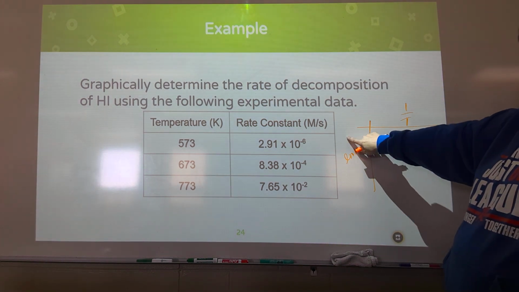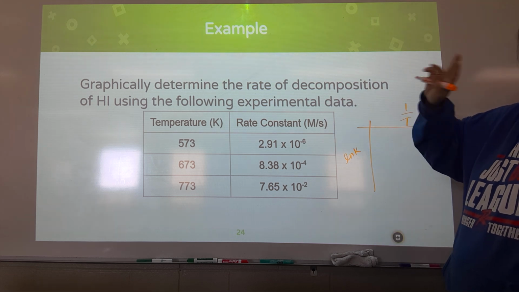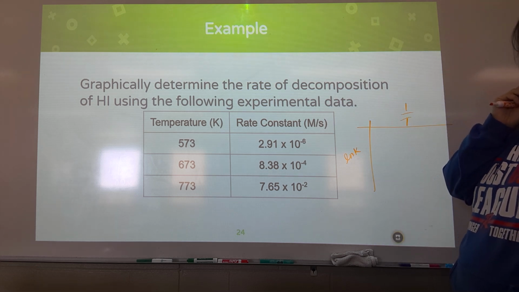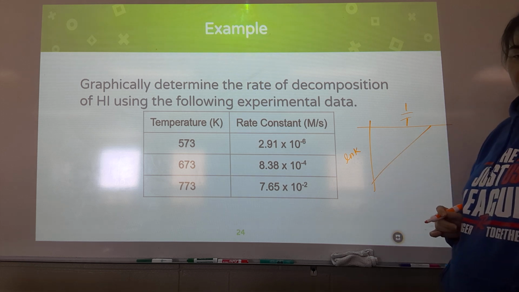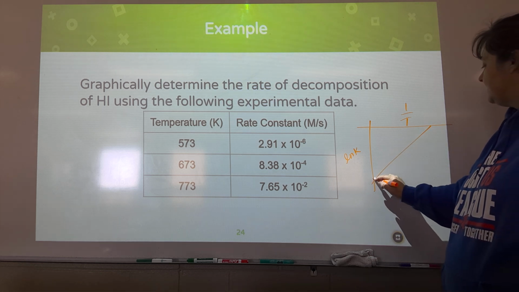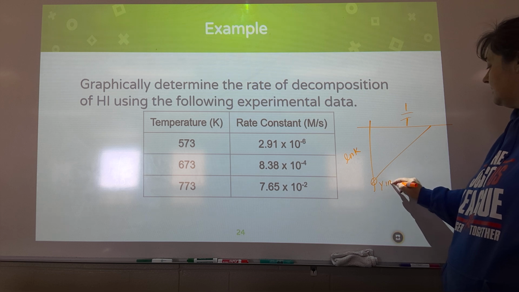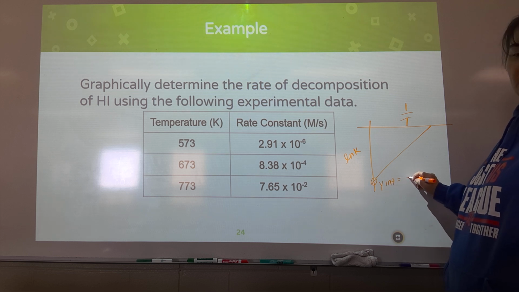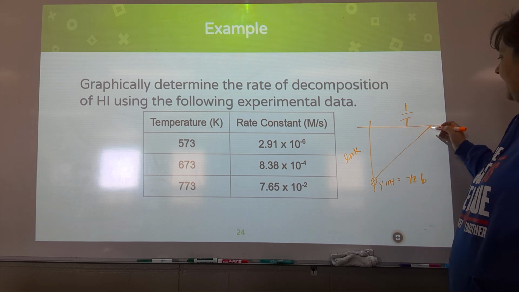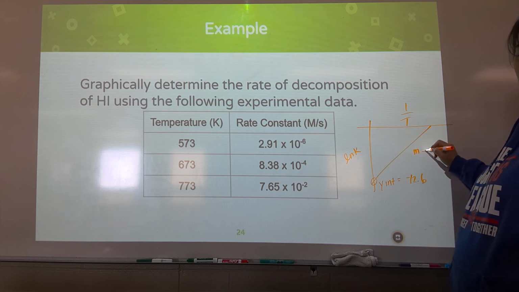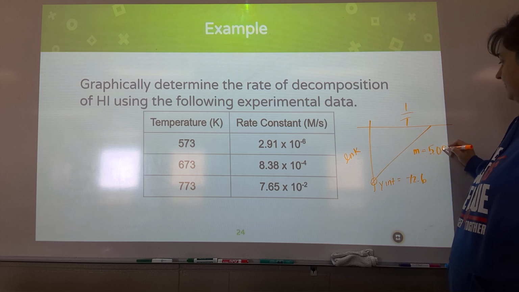That's what it showed us in that last slide, where I showed you it was y equals mx plus b. And what we get from this data is a line that looks like this. The y-intercept down here is going to be equal to negative 12.6. And the slope of this line is going to be 5.09.